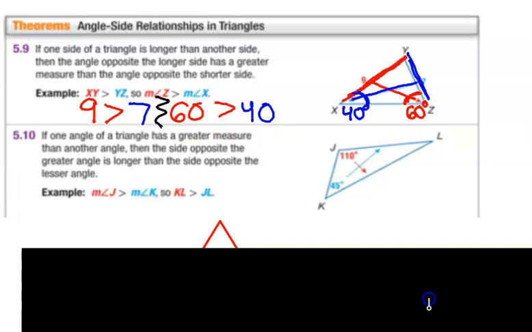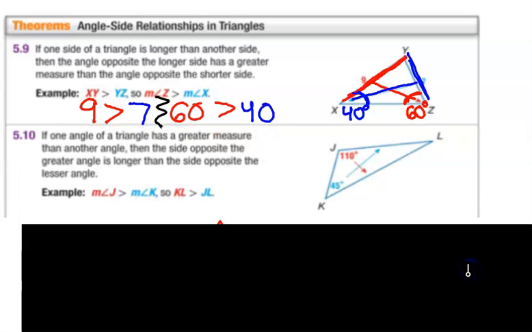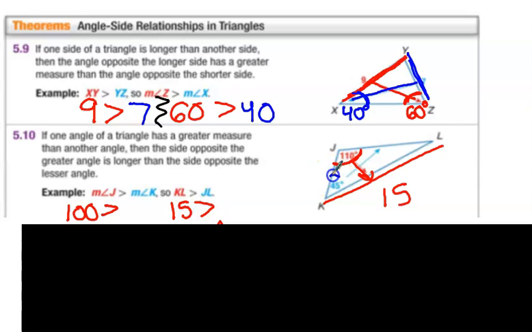Now the other theorem is just the opposite concept. If this angle is 100 degrees, the side that's opposite is going to be greater. Let's say that this side is 15. So 100 degrees is greater, 15 is greater. If this angle is 45 degrees, the side that's opposite has to be less. Let's say that's 9.